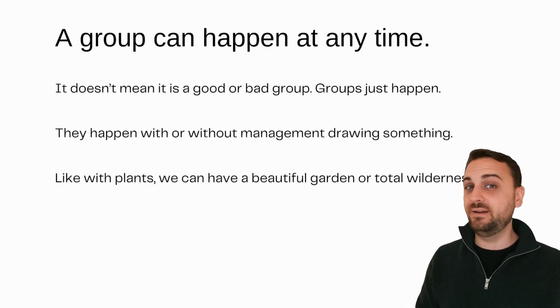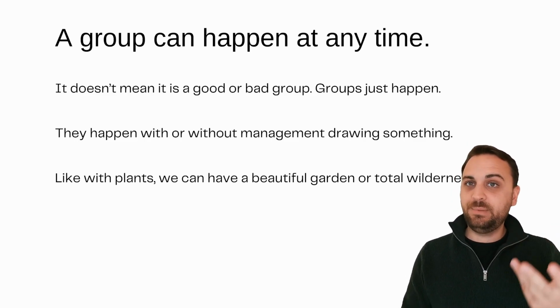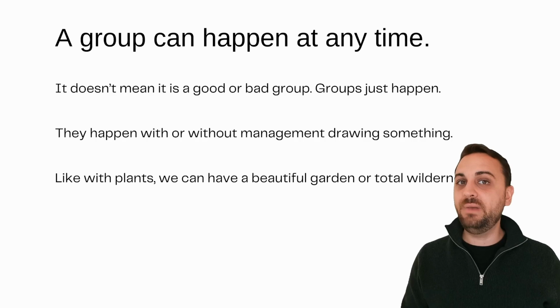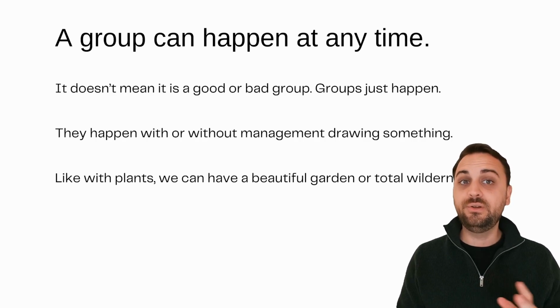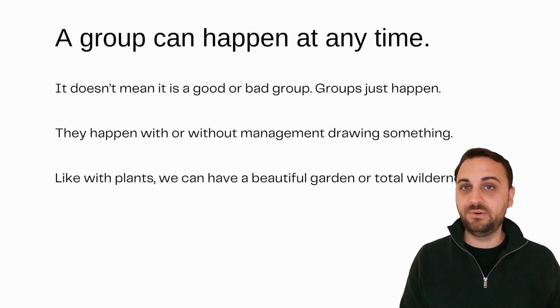So a group can happen at any time, by the way. It doesn't mean it's a good group or a bad group. It's just something that happens. And they happen with or without management drawing something, right? And I'm going to explain that to you very soon, and it's going to make a lot of sense. But just because management draws an org chart doesn't mean that's what your company looks like. And I think a lot of you understand that.